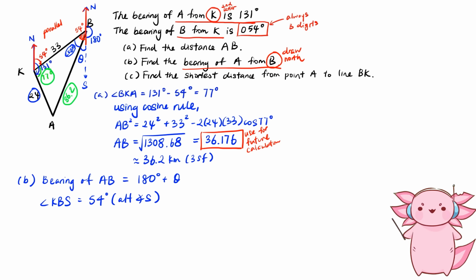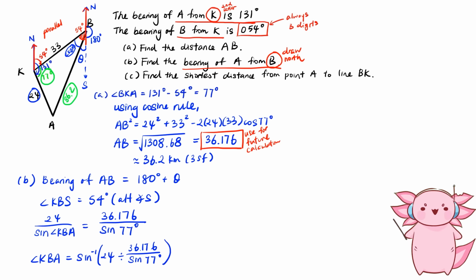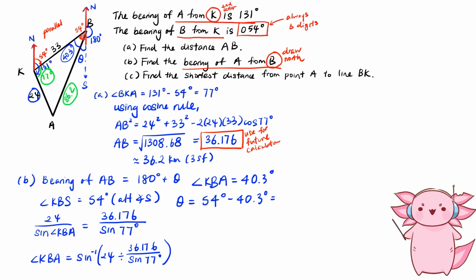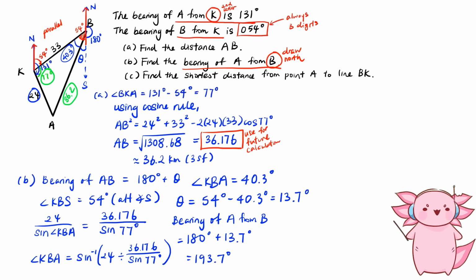Now we form two pairs of angles like this, and using the sine rule, and this time we have to take the sine inverse, we get the angle KBA to be 40.3. Then we can get the value of theta to be 54 minus 40.3, which gives us 13.7 degrees. And this angle, which is the bearing of A from B, is 180 plus 13.7, which is equal to 193.7 degrees.